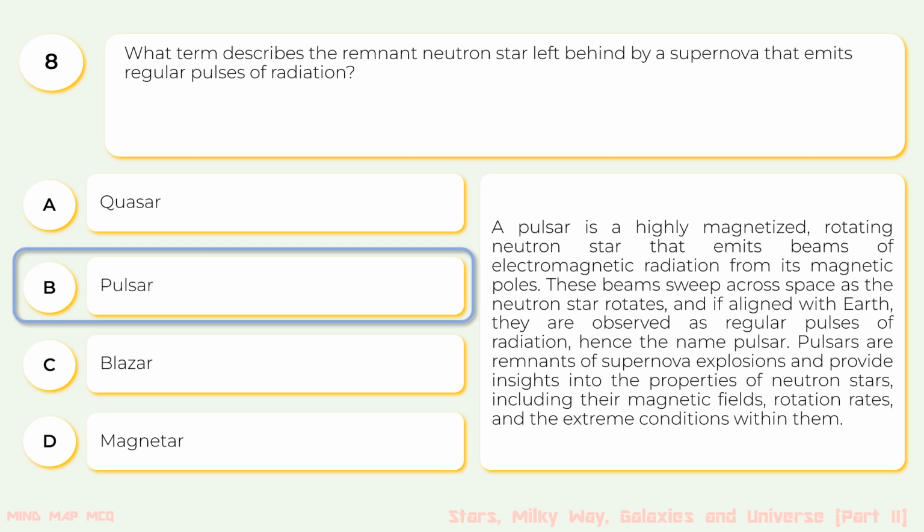These beams sweep across space as the neutron star rotates, and if aligned with Earth, they are observed as regular pulses of radiation, hence the name pulsar. Pulsars are remnants of the supernova explosions and provide insights into the properties of neutron stars, including their magnetic fields, rotation rates, and the extreme conditions within them.